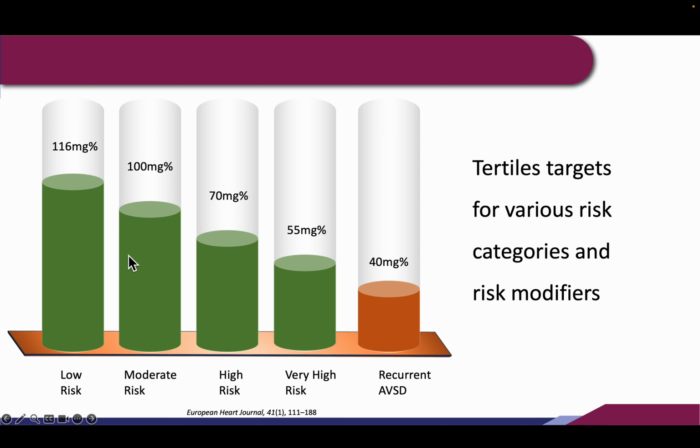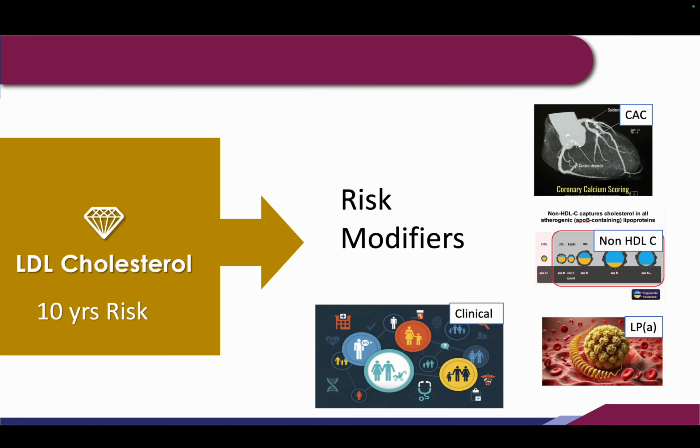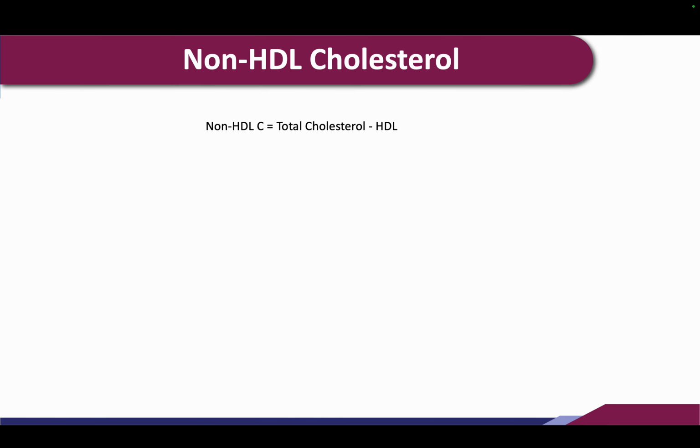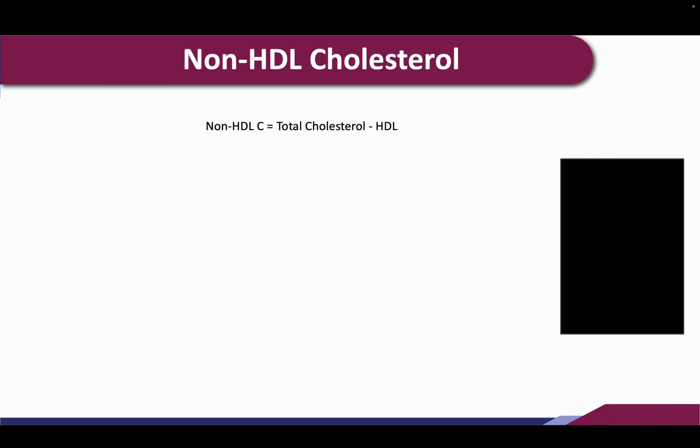If a patient with a moderate risk category has a calcium score of 300, his risk goes from 100, and the target LDL goes to 70. So we are going to be more aggressive in this group of patients. What are the risk modifiers? Let me try to explain in a bit of detail.